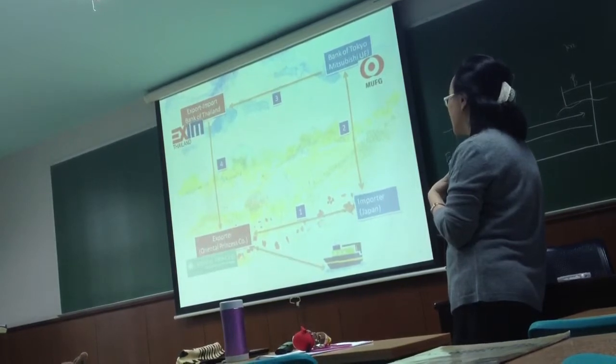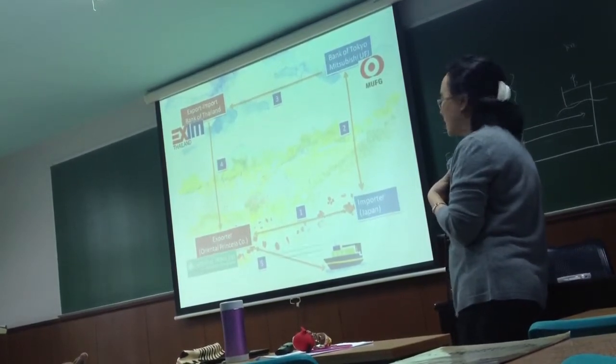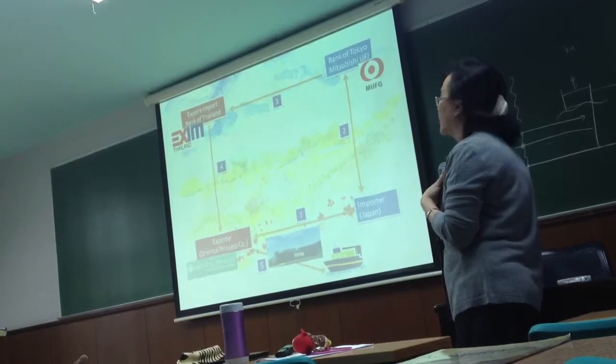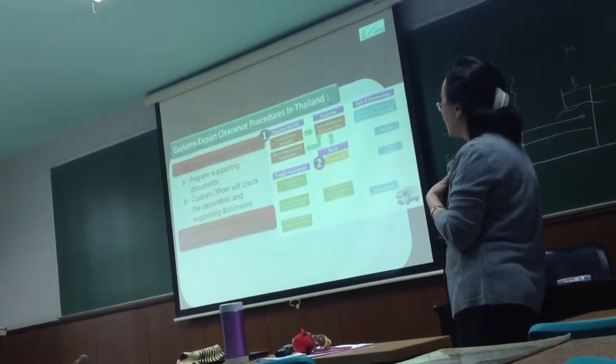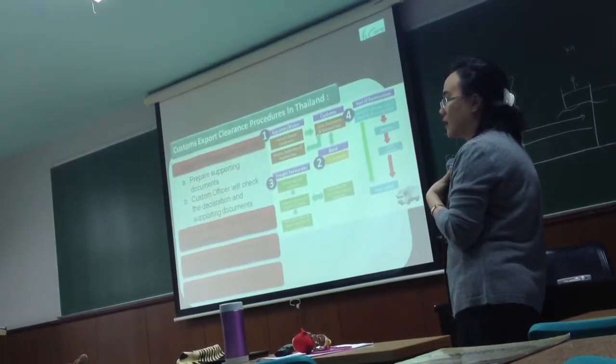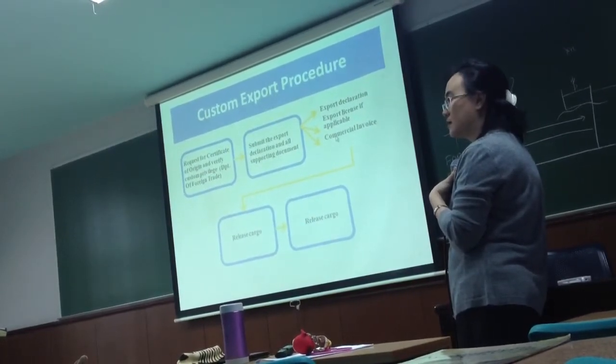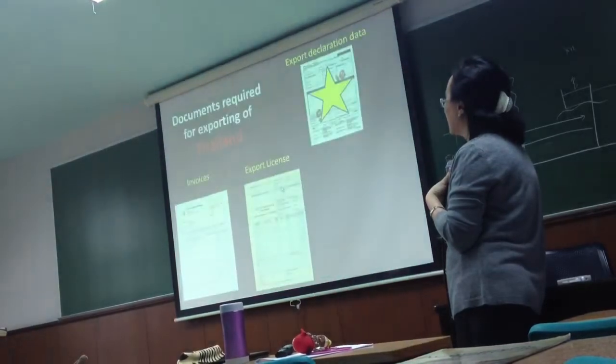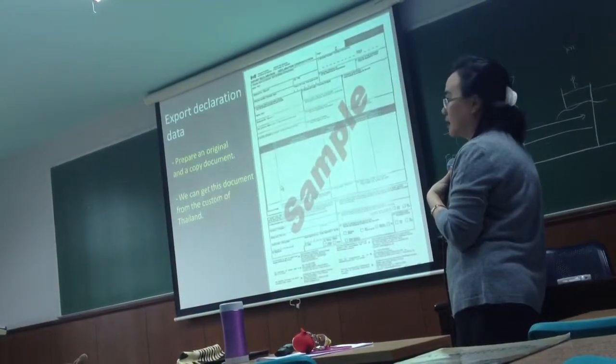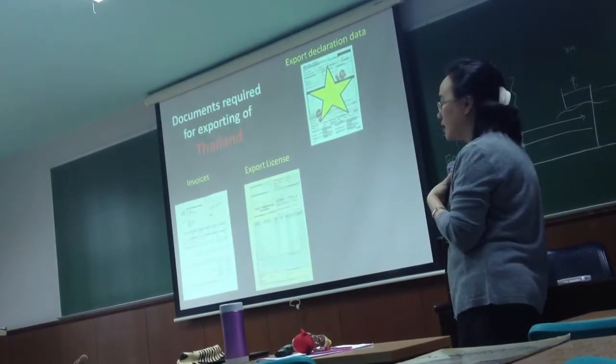Now we will start sending the goods. When you start sending the goods, you have to pass the customs. Okay, you pass the customs, so this is the export clearance steps. And when you do the clearance, these are documents you have to produce to customs. So you talk a little bit about those documents. Show the document, the real document, how it looks like.